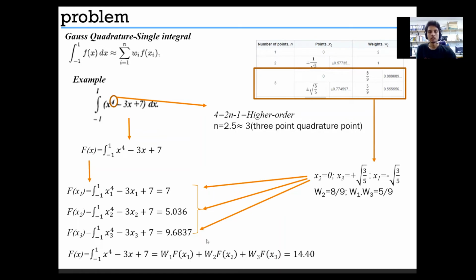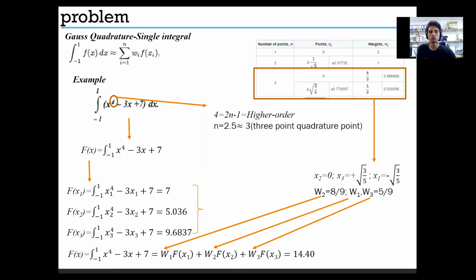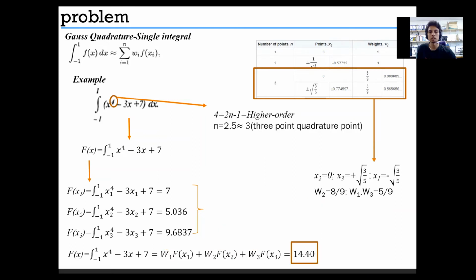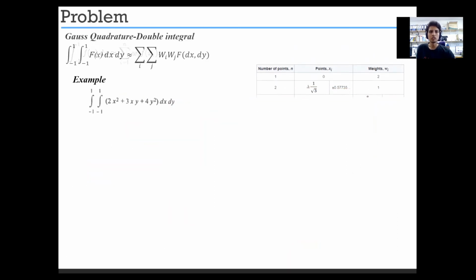However, if we plug in the values of f of x1, x2 and x3 and also w1, w2, w3, we can get the integral value like that. So this is how we can calculate the single integral by Gauss quadrature in the area. How about the double integral case?